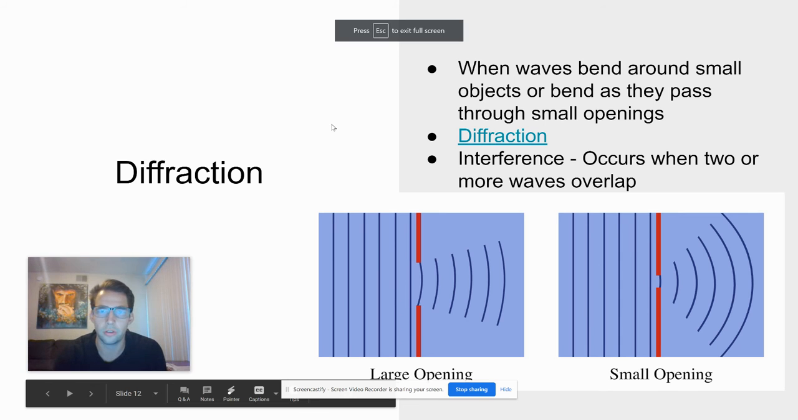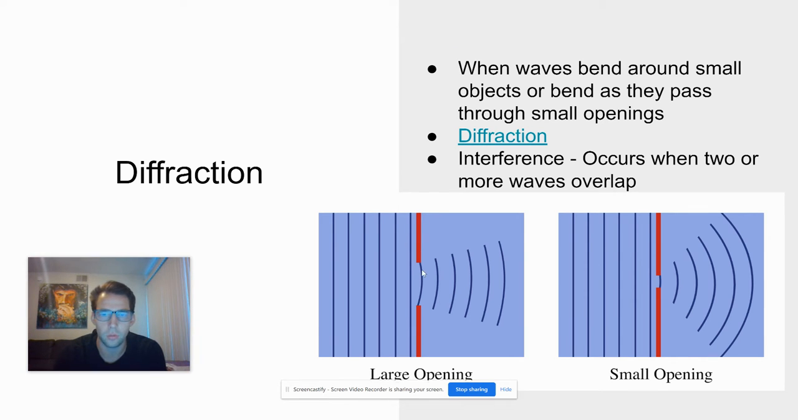Okay, so diffraction is kind of weird. What happens is if I have two walls here and an opening or a slit that the wave can go through, the wave doesn't just go straight through and then continue in a straight path that way. When it goes through this gap, it's going to bend. It's going to bend around that opening.